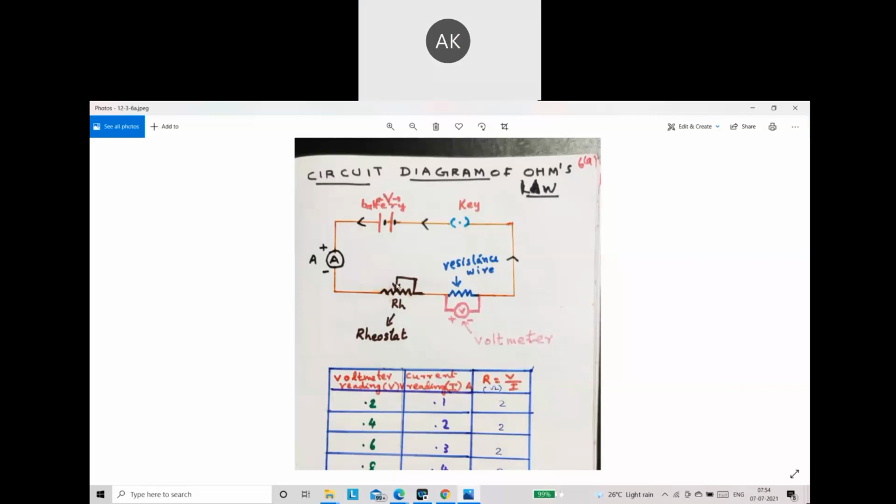So here we have to do Ohm's law verification. V is proportional to I, that the scientist says, and we have to verify it with this experimental setup. We can see a battery eliminator, a key, an ammeter, a rheostat, a resistance wire and a voltmeter.